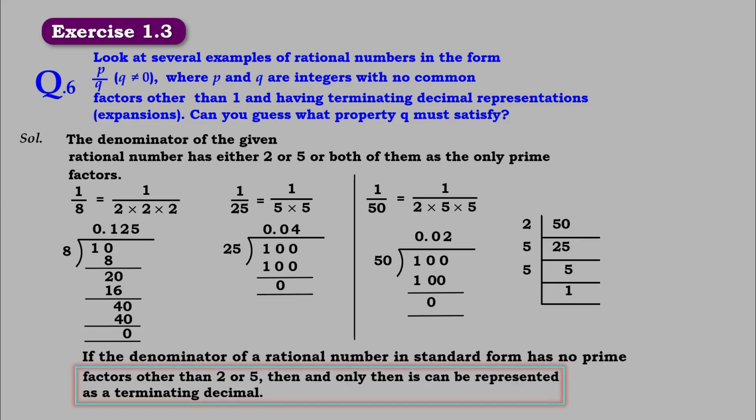So if the denominator of a rational number in standard form has no prime factors other than 2 or 5, then and only then it is represented as a terminating decimal number. So that means what we observe is that if the denominator in the standard form has only the prime factors 2 or 5, then only we can represent this in the terminating decimal form.